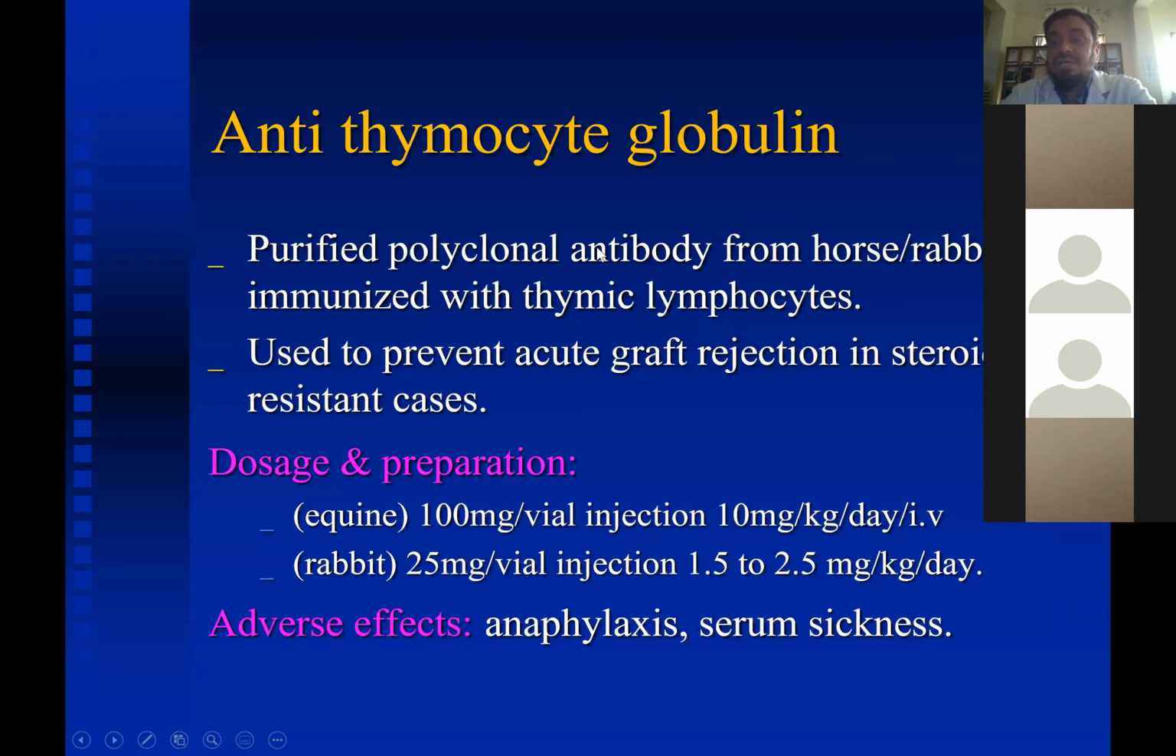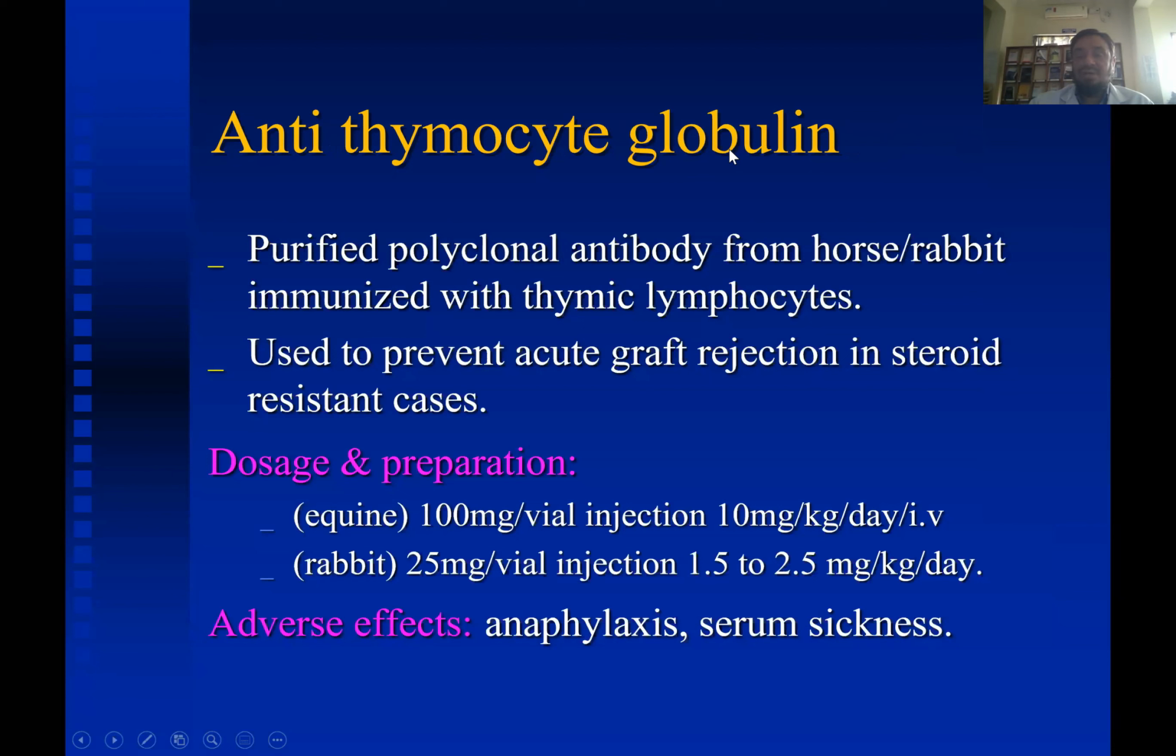And similarly, PD1, that is programmed death protein 1 inhibitor, nivolumab, which is used in metastatic melanoma. Now coming to the polyclonal antibodies. Two examples are asked in your exams. One is anti-thymocyte globulin, and the second is anti-D immunoglobulin, that is Rho-D immunoglobulin.